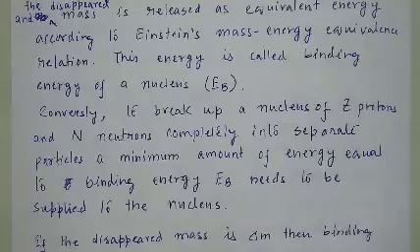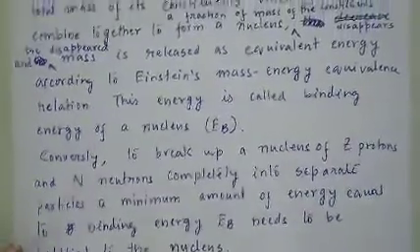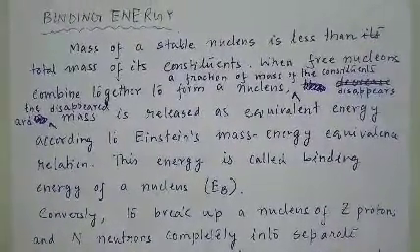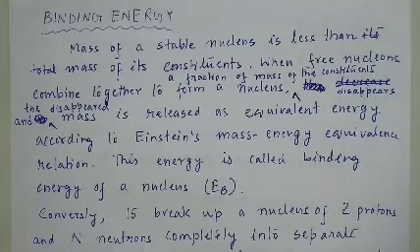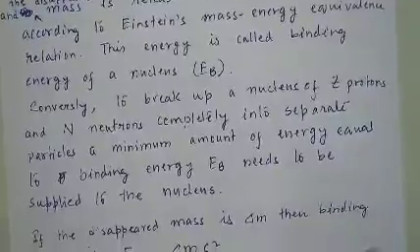So that energy is also binding energy. We can define binding energy in two ways. First, when the nucleons come together to form a stable nucleus, some amount of mass is lost, and that amount of mass is converted into energy, which is called binding energy. Second, to break up the stable nucleus, we have to supply the same amount of energy to the nucleus so that the neutrons and protons are completely separated. That is also the binding energy.